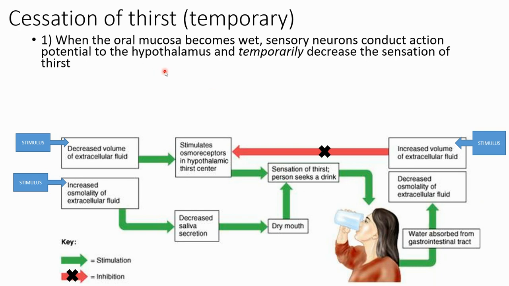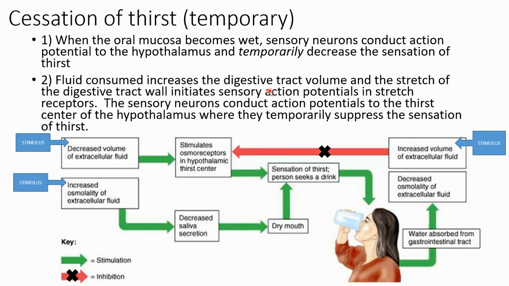So when the oral mucosa becomes wet, sensory neurons conduct action potentials to the hypothalamus and temporarily decrease the sensation of thirst. Have y'all ever been like, oh my gosh, I am so thirsty, I could drink the whole pool right now? You take a couple of drinks and then you're like, well, I guess I'm not thirsty anymore. Well, that's a temporary situation because, again, you got the inside of your mouth wet.